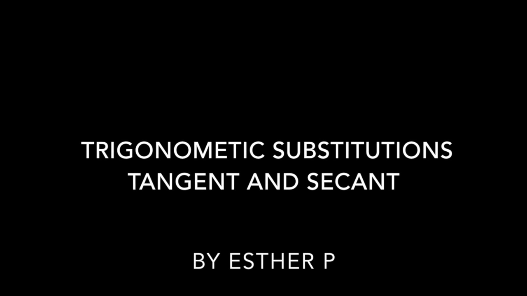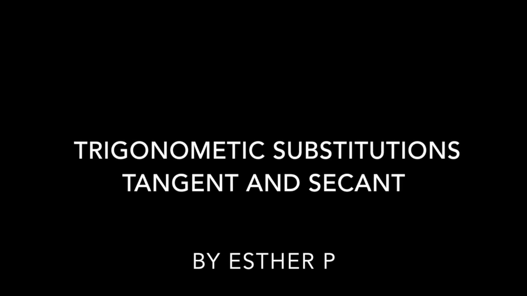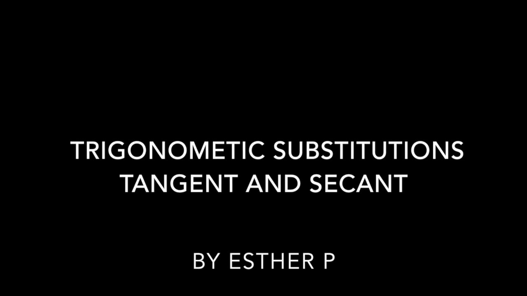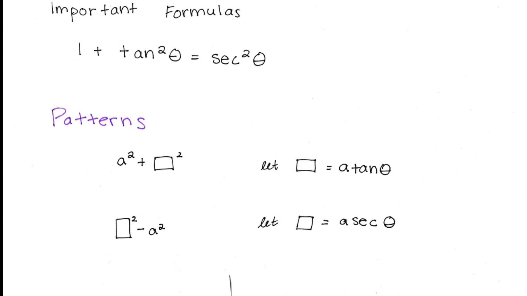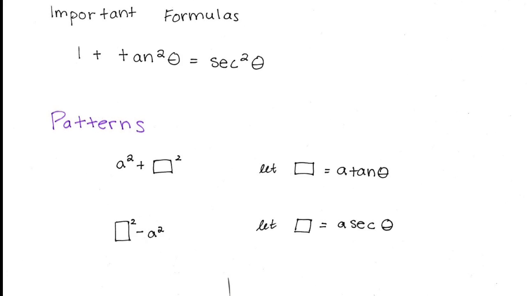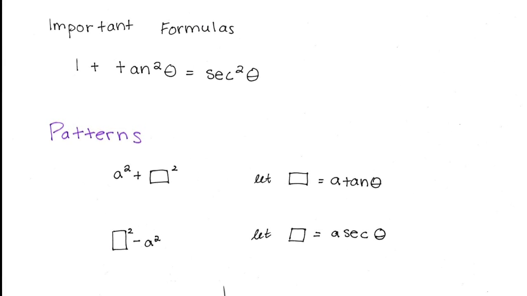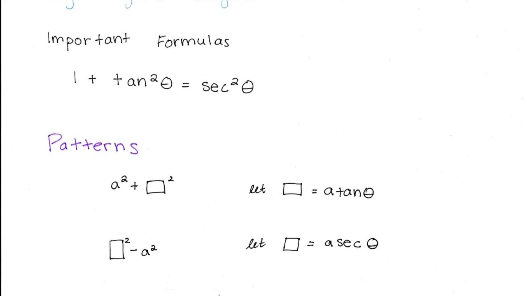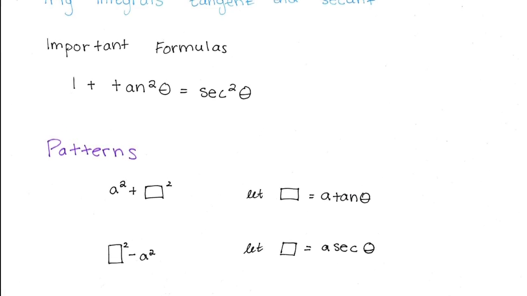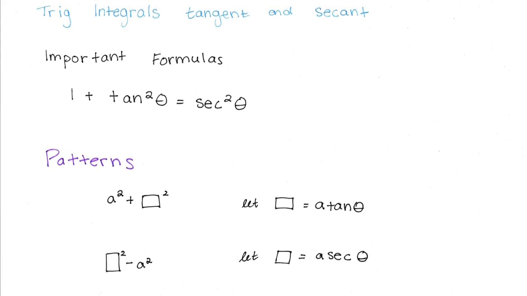In this video, I will be explaining trig integral substitutions with tangent and secant. The most important part to know is the formula 1 plus tangent squared theta equals secant squared theta. The main point of substituting tangent and secant is so that you can integrate certain functions that you otherwise would not be able to integrate.